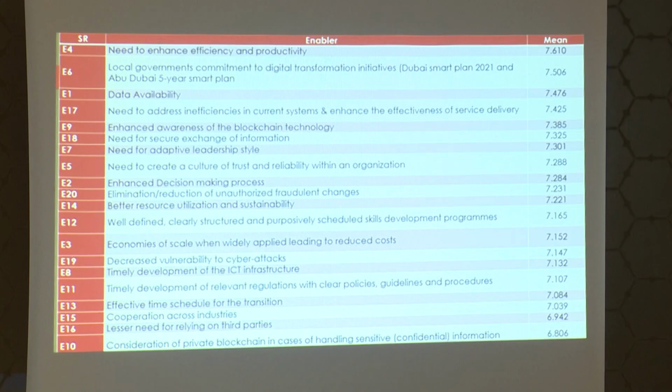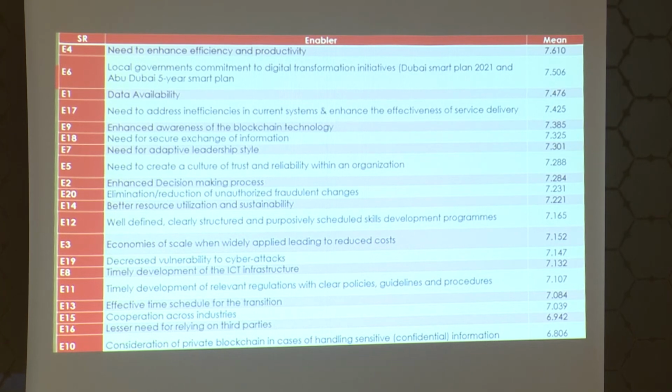By the way, all these challenges were not our challenges. These were picked up from the literature. So these are challenges identified by previous studies as challenges when you're moving to this. And they all seemed significant, but in this ranking order in the case of Dubai. The enablers, on the other hand, the second one was local government commitment to digital transformation initiatives. I think we heard today many times people talking about BIM becoming a mandate in the UK.